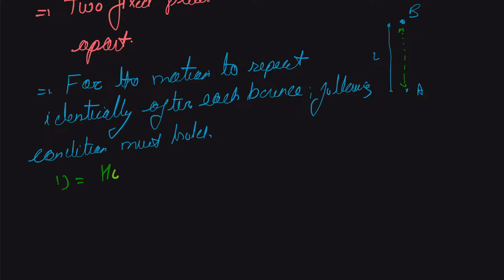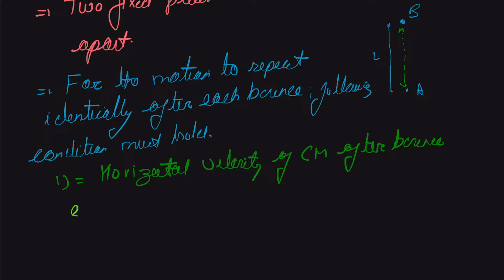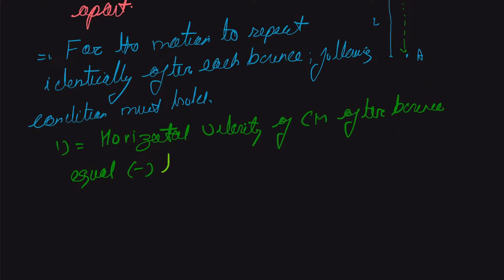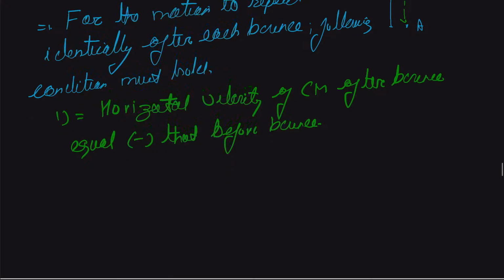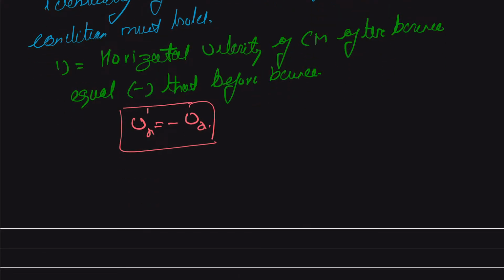Okay. We can say that our horizontal velocity of center of mass after bounce equals negative that before bounce, or in terms of equation we can write this as our Vx prime should be equal to negative of Vx, and this was our velocity of a center of mass.